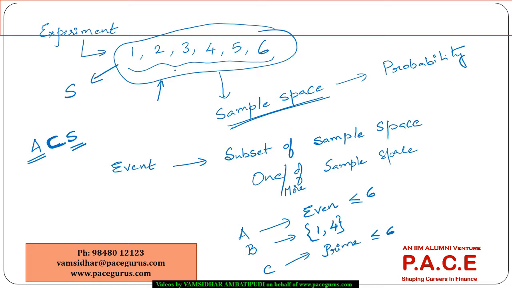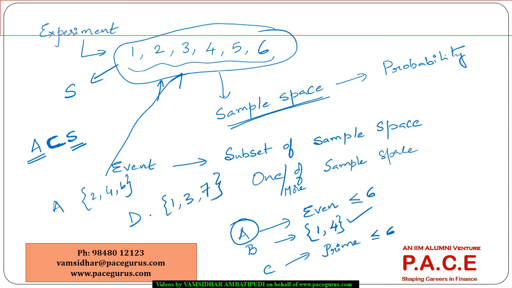So typically when I know 1, 2, 3, 4, 5, 6 is the sample space, now A is a set containing 2, 4, 6. Because this is 2, 4, 6, it's a subset of S because all the values are there in S. Similarly, when I say B is 1, 4, B is also a subset of S. But if I say D is 1, 3, 7, then D is not a subset of S because 7 is not present in the sample space. So that's one thing that we need to be comfortable with, the definition of the subset.